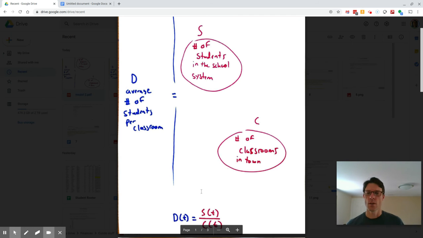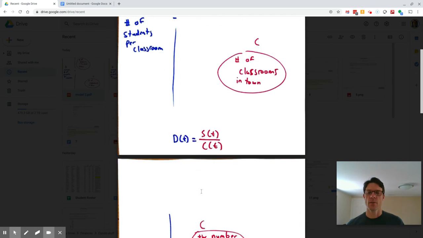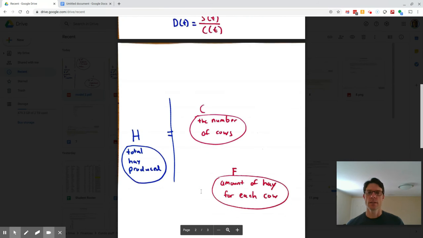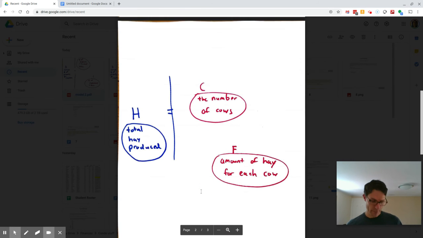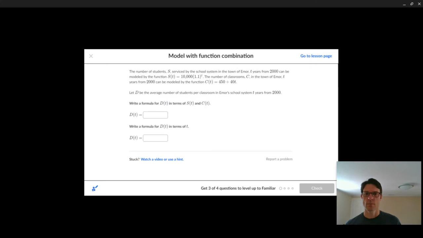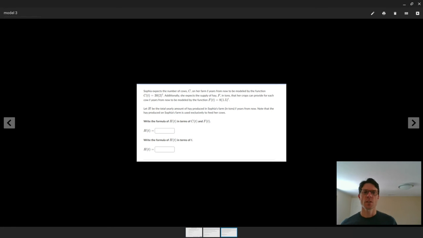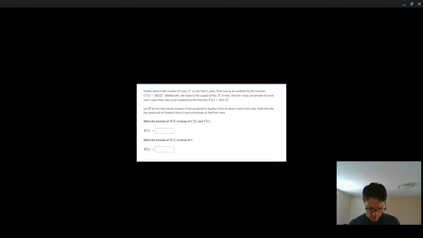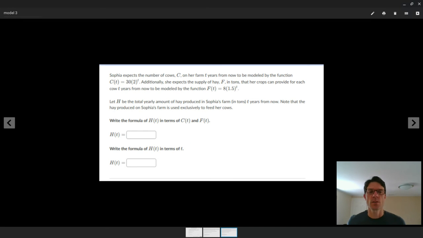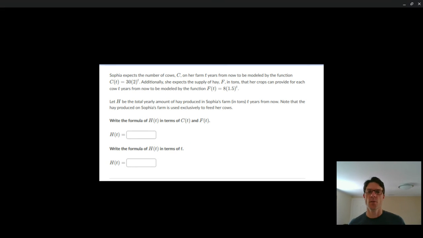Okay. I'm going to do the same thing for another problem here. This is the cow problem. Let me show you the problem. Okay, Sophia expects the number of cows C on her farm T years from now to be modeled by the function. Additionally, she expects the supply of hay, F, in tons that her crops can provide for each cow T years from now to be modeled by this function.